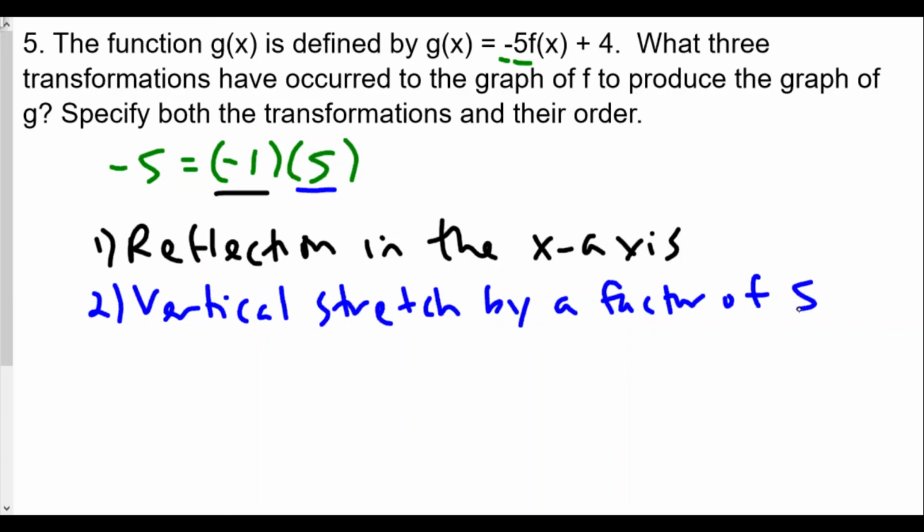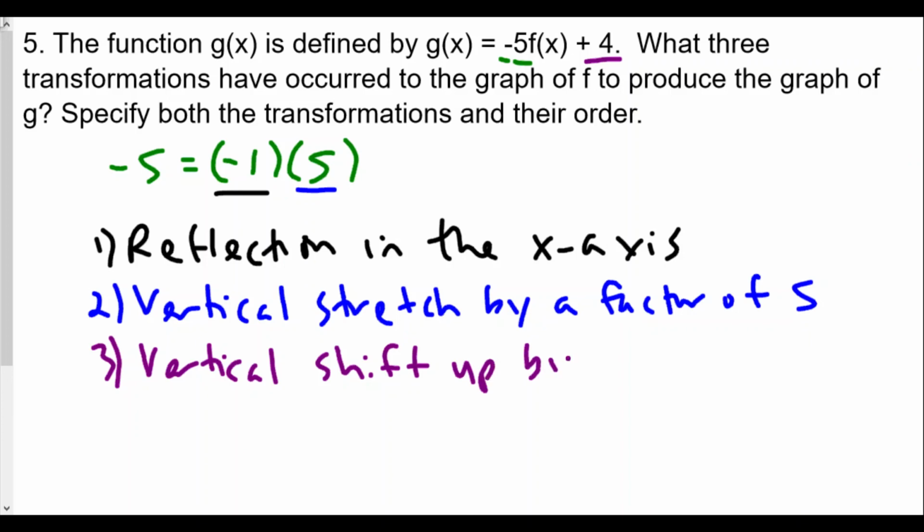And now we have this last part here. So in this case, it was -5 f of x plus 4. So the plus 4 means at the very end, we're going to have a vertical shift up by 4 units. Okay? And that's it. And we use order of operations to help us determine which numbers go in which order.